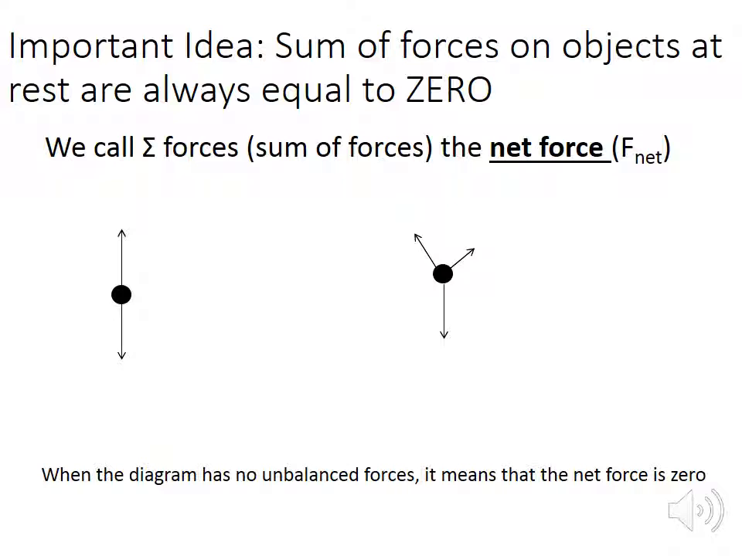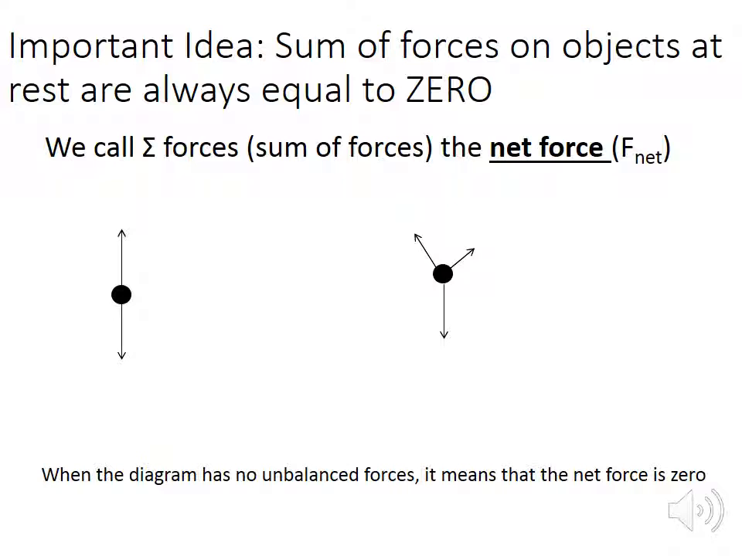Here's an important idea to write down in your journal. So the sum of forces on objects at rest always equals 0. Right now we're not going to associate any numbers with forces, but we can still represent the sum of forces, or the net force on an object, with our arrows. So we call the sum of forces the net force, and that's abbreviated as F net.